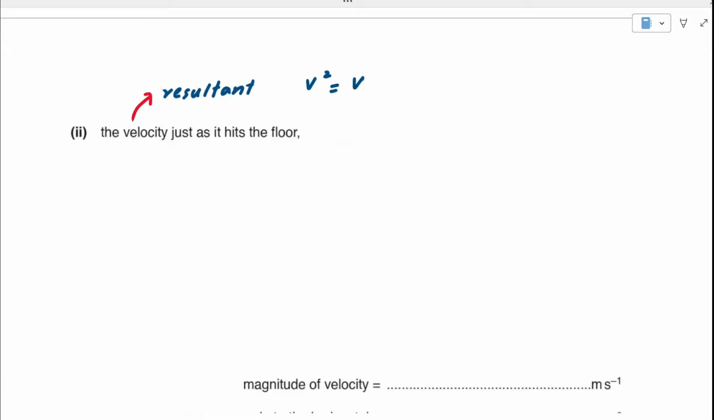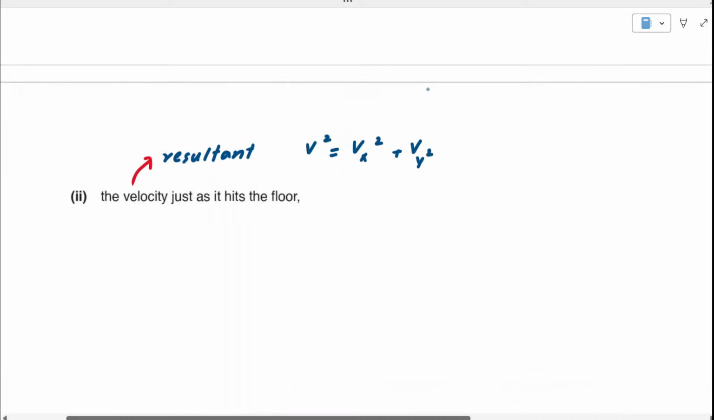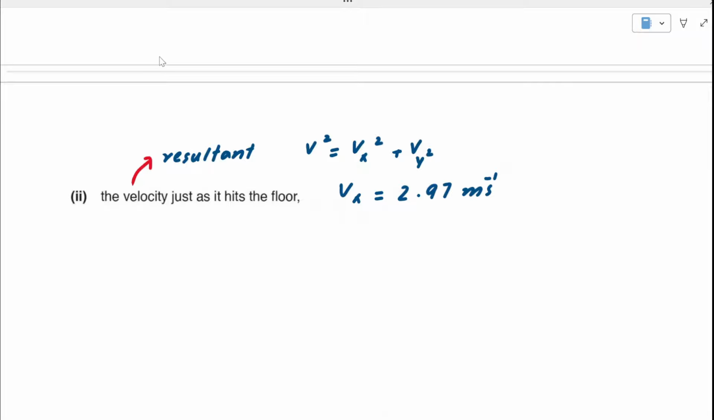This is the expression, the resultant vector: square root of square of x component and square of y component. And like I said, the horizontal velocity remains same everywhere, so you have the value of Vx, which is 2.97 meter per second. But the only problem is you don't have the value of Vy.